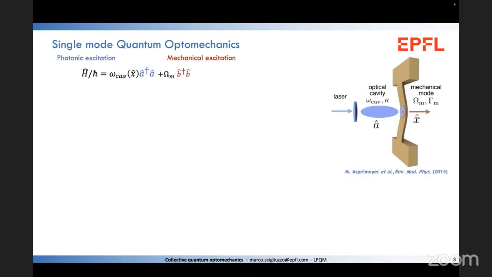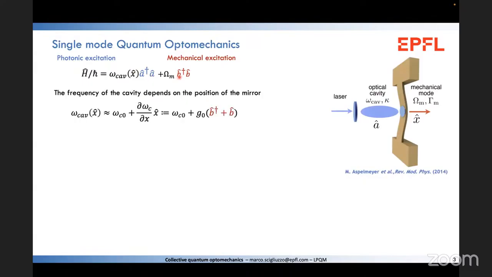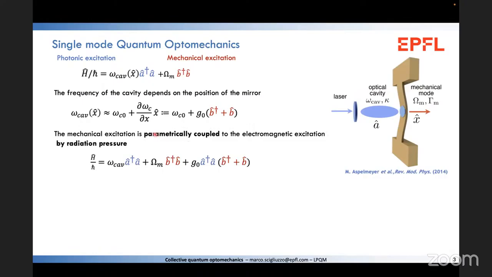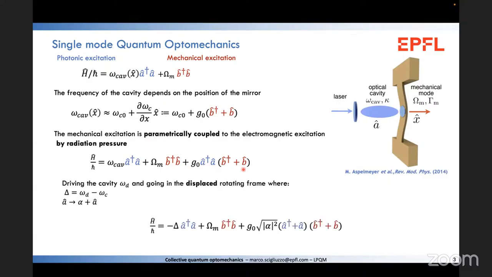If you now write the Hamiltonian, you can see that you have two components, the photonic part and the mechanical part. But the frequency of the photons is modulated by the position of the mechanics. Therefore, you get an effective nonlinear parametric coupling between the photonic excitation and the mechanical excitation. Now if we drive the optical part and we concentrate on the vacuum fluctuations of the photonic component around the coherent state, we can go into the displaced rotating frame and basically get this so-called linearized optomechanical interaction.